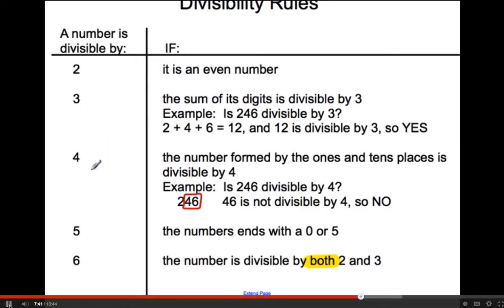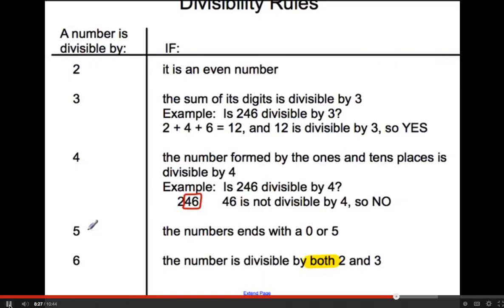A number is divisible by 4 if the number formed by the ones and tens places is divisible by 4. For example, is 246 divisible by 4? Well, in the number 246, we're going to look at the ones and tens places. And right here we have the number 46. That's the number we're going to look at. 46 is not divisible by 4. I know this because I know that 4 times 11 is 44, 4 times 12 is 48. So 46 is not divisible by 4, so the answer is no. 246 is not divisible by 4. Cool.